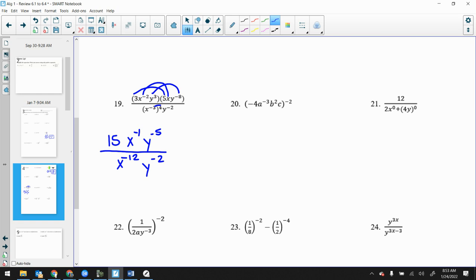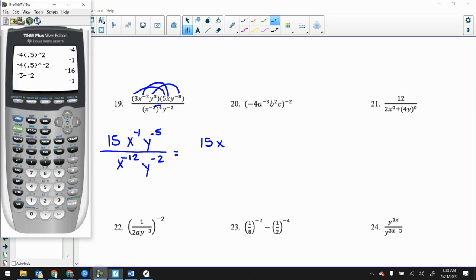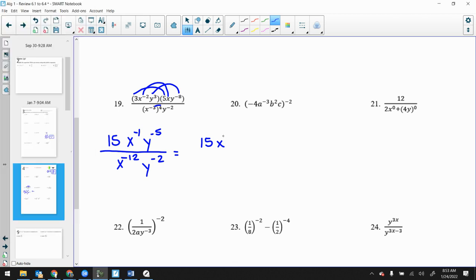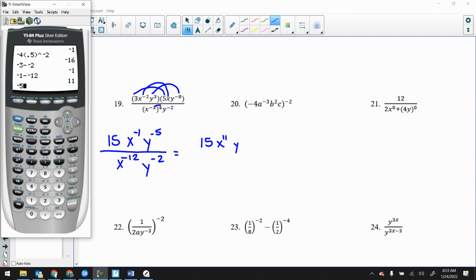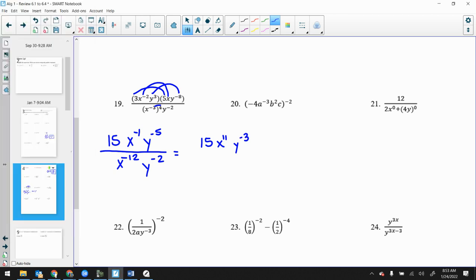Now, I have to subtract exponents here. 15 stays on top, and then we have x to that. Okay, negative 1 minus negative 12. Be careful with that. That's a negative 1 minus a negative 12, which gets me 11. X to the 11th power. And then negative 5 minus negative 2 is negative 3rd. So this gets me 15 x to the 11th over y to the 3rd. That gives me my answer.